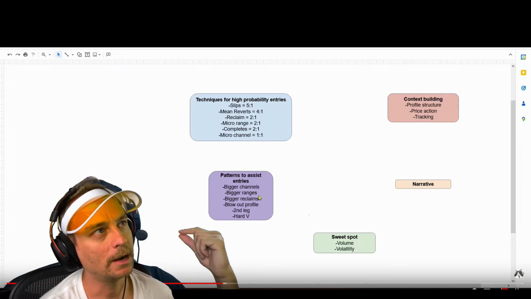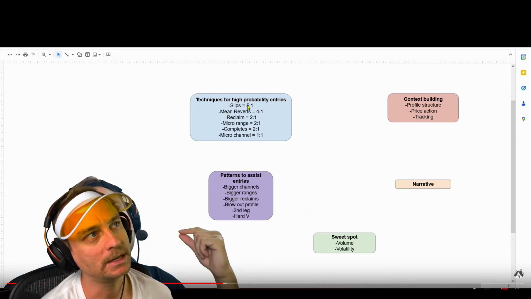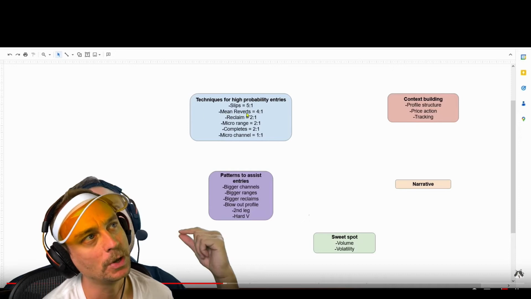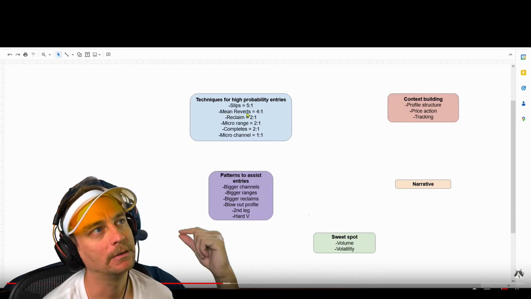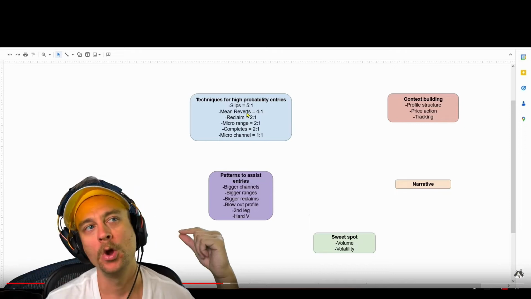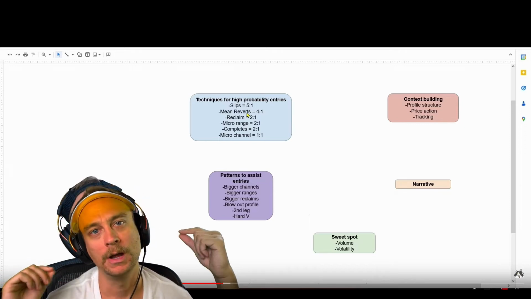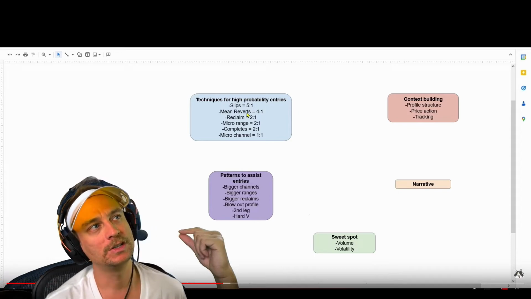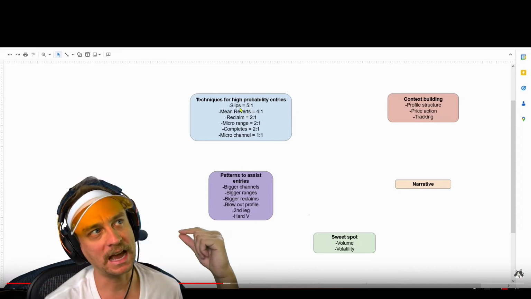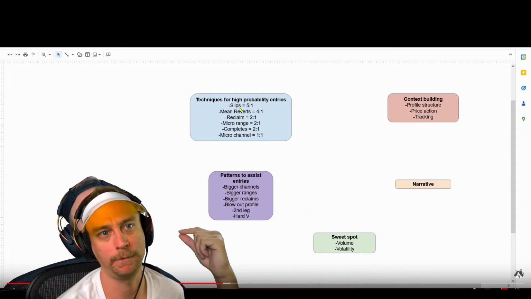Notice right up here, at the time, techniques for high probability entry. One of those techniques I talked about was called a mean revert. It has a 4-to-1 win to loss ratio. So there's edge in mean reversions. Mean reversions is one of the higher statistical probabilities with edge for me.